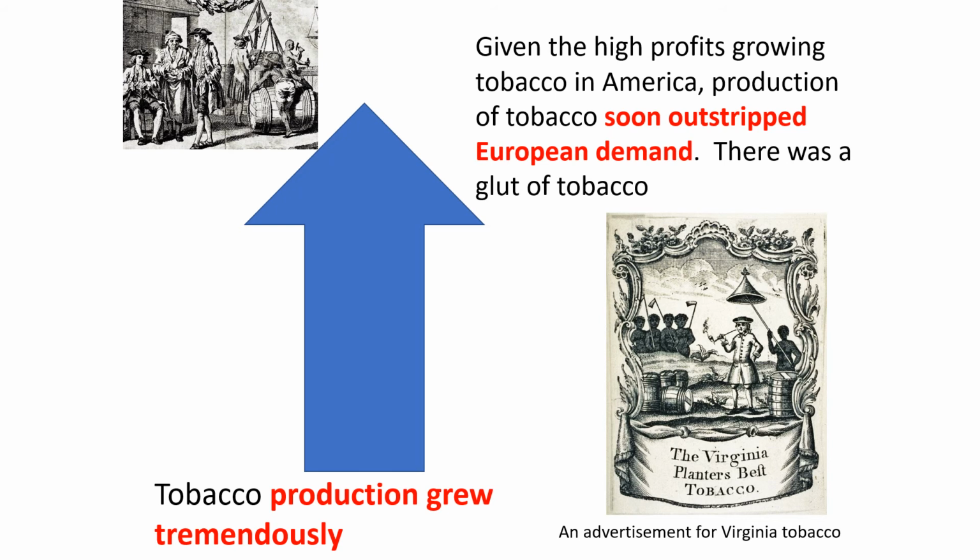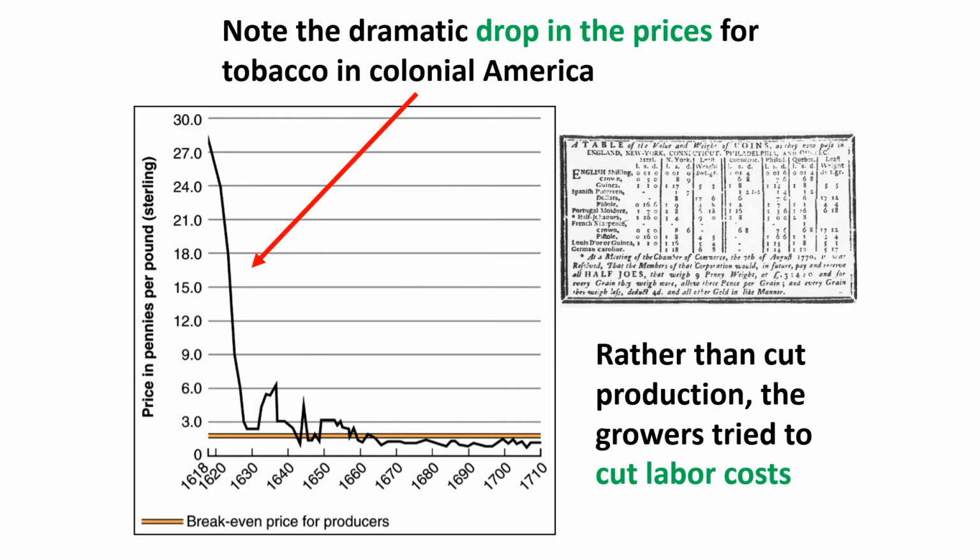Tobacco production just grew tremendously. Inevitably, in the mid-17th century, there was a bubble. The bubble popped, and there was a dramatic drop in the prices for tobacco in colonial America. They just overproduced. And what these large plantation owners did was they decided to cut labor costs rather than actually cut production and drive prices up. They're going to see if they can cut their costs for labor.